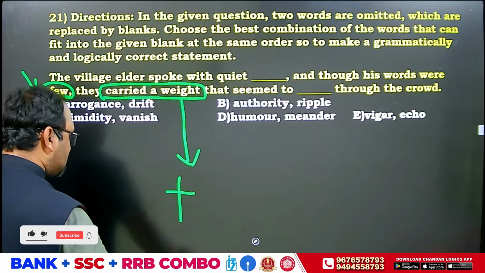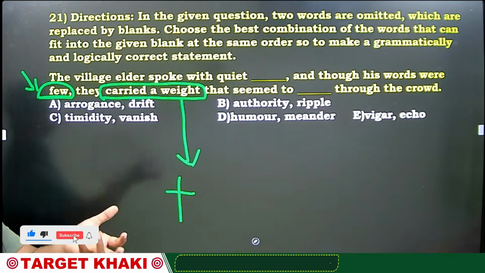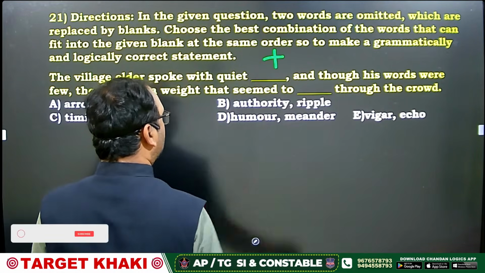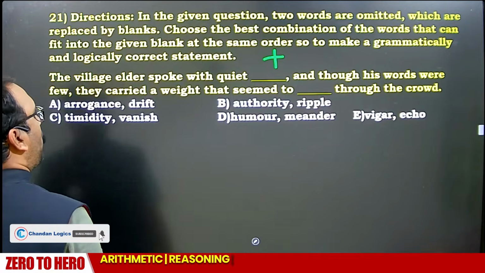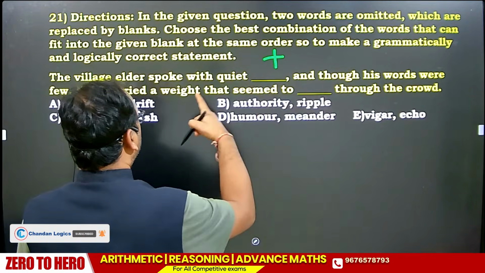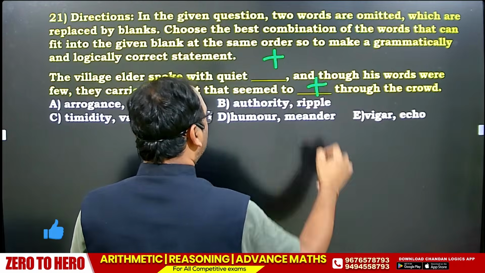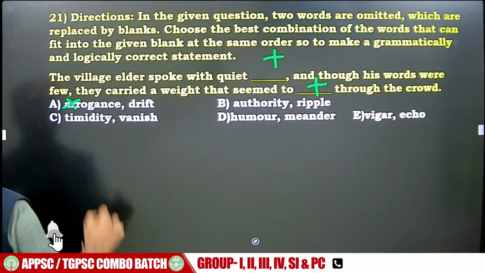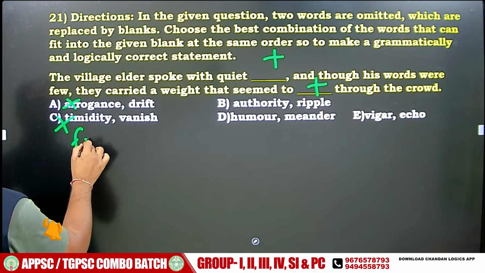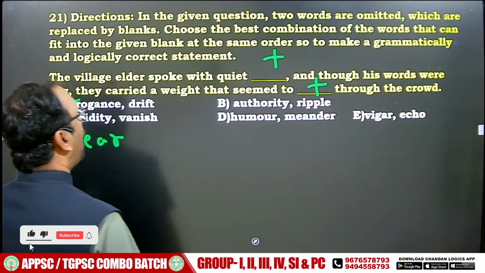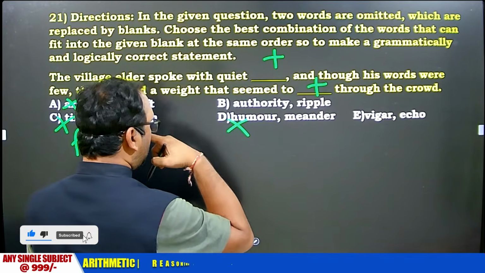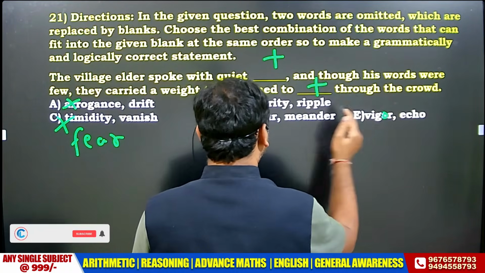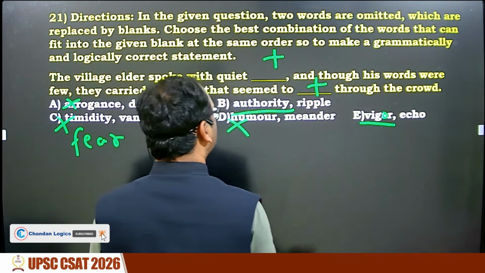Carried a weight means positive. So here positive should come, correct? And here also, that seemed to dash through the crowd. Positive, positive, positive. My dear friends, arrogance is negative, remove. Timid is fear, negative, remove. How could he talk in a silly way? Humor means a funny way, negative. Of course, this is positive. Vigor is positive. Vigor means courage. Authority is courage. Vigor is courage.